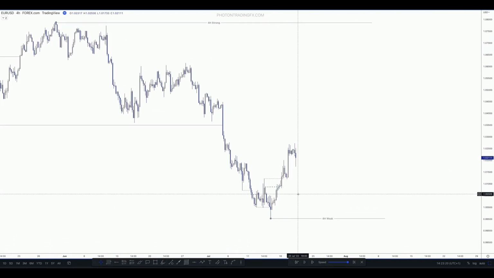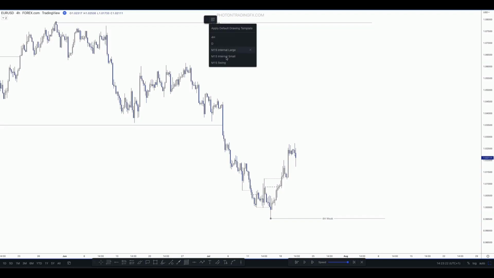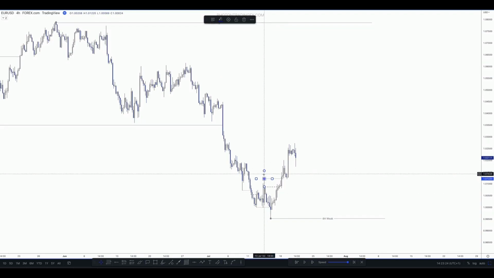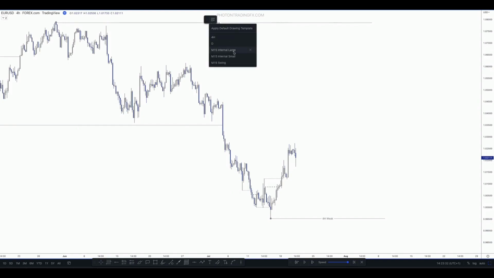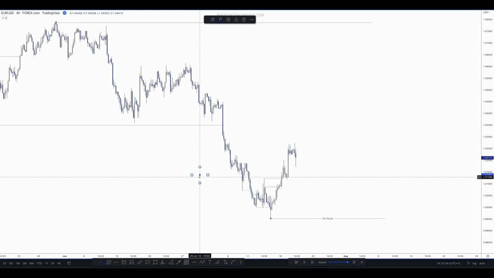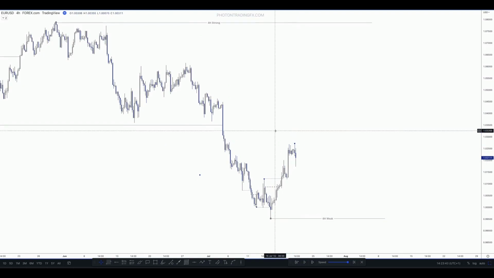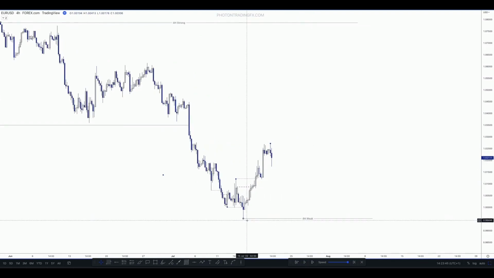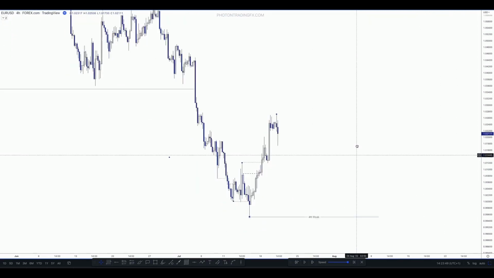But from an internal structure perspective, let me use slightly different dots here. Bear with me one second. From an internal structure perspective, we use these blue dots, okay? All right. This down here is a strong internal low, okay?